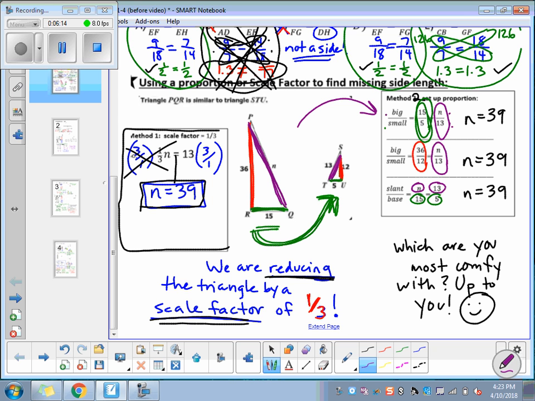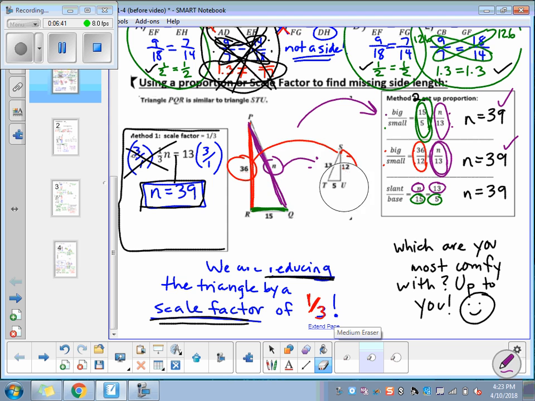Now, not everybody sees from big to small with the 15 and the 5. Some people see the red 36 goes to a 12. So from big to small, 36 went to a 12. And same idea, n going to a 13. All right? Again, when you cross multiply and divide, you're going to get the same answer for both of these.